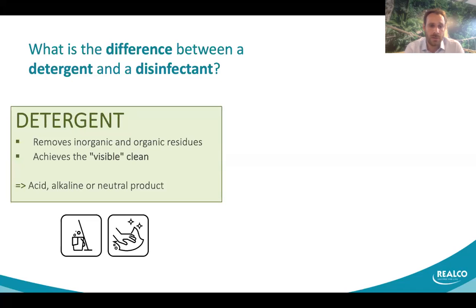On the other hand, you have the neutral products, so that's the idea of having an enzymatic product. Why? Because the enzymes, which are not alive, are proteins. In fact, they are going to recognize some organic residue, and they are able to hydrolyze them. It means they are going to cut them into small parts. And when you rinse, you are removing all the dirt from your surfaces. So that's the advantage. There is no risk with the neutral pHs.